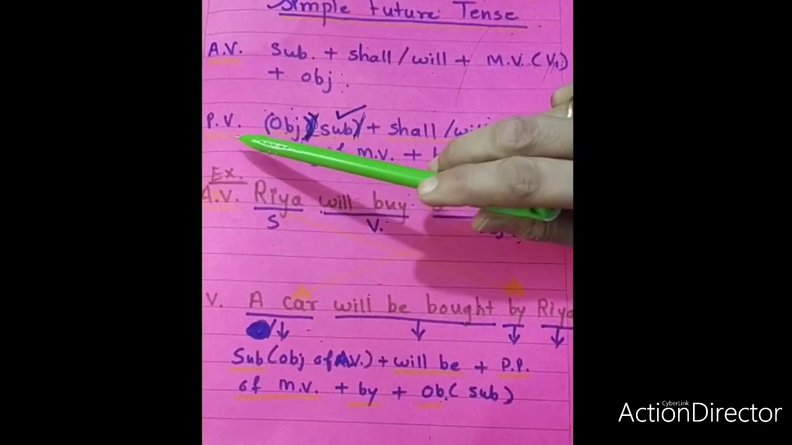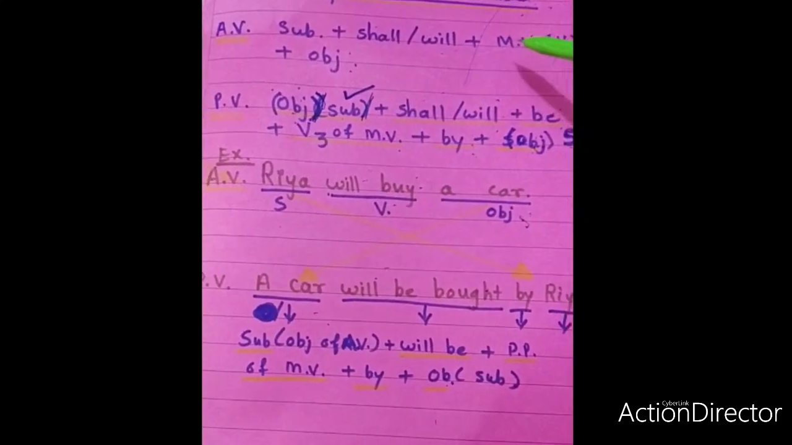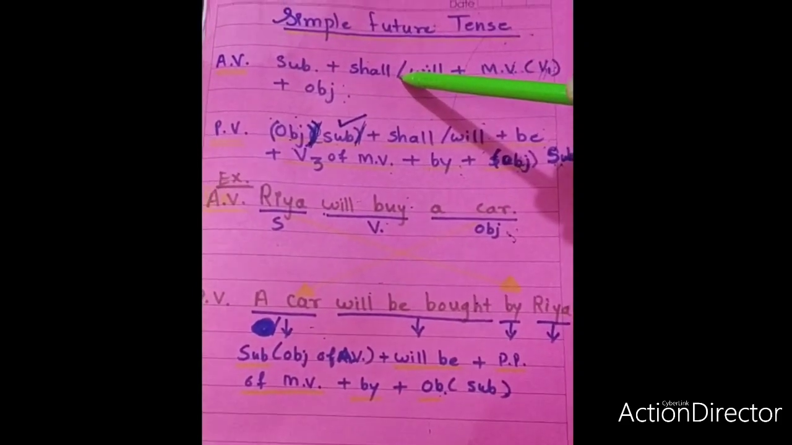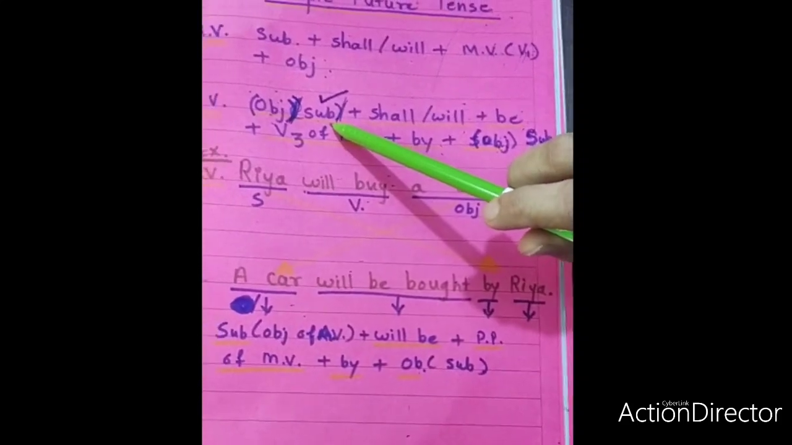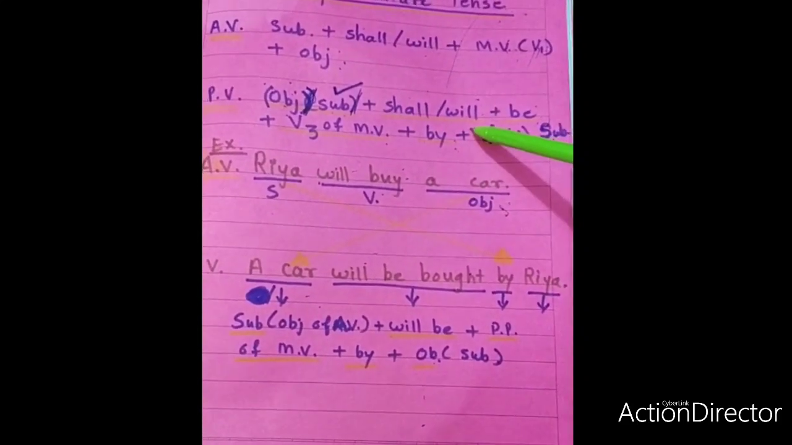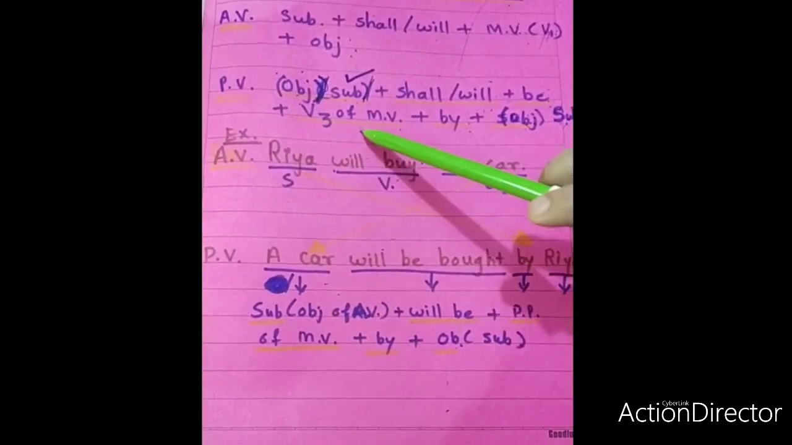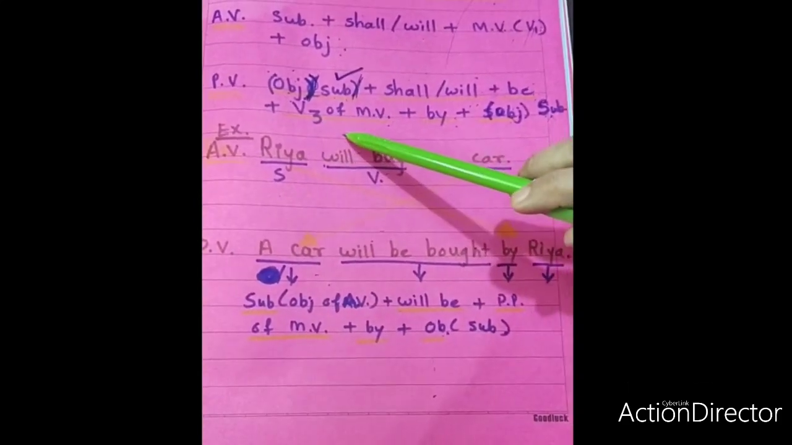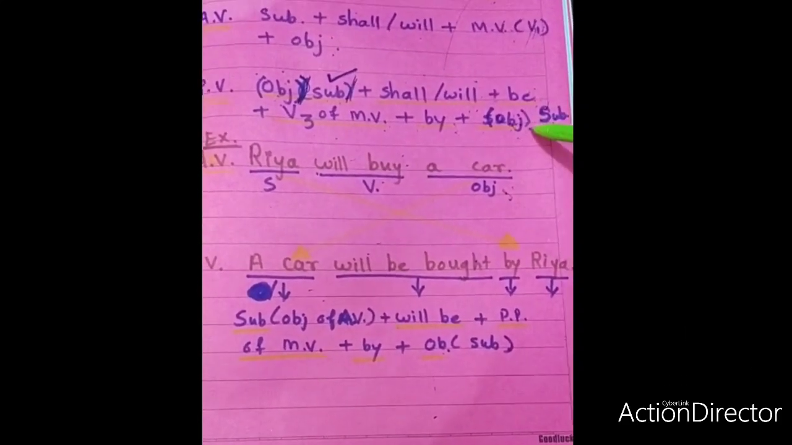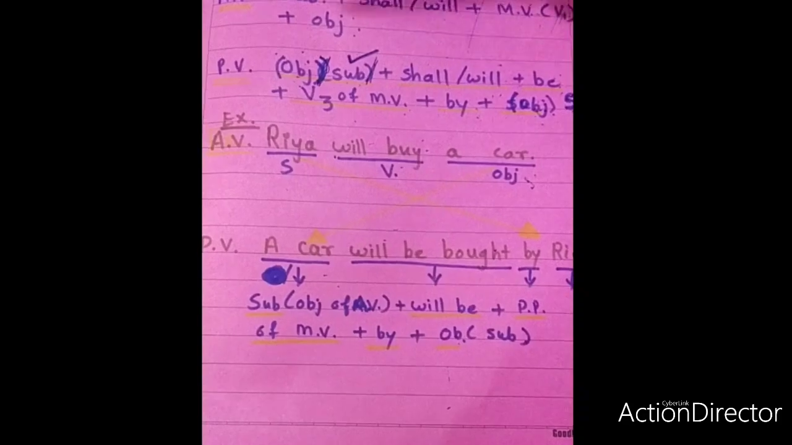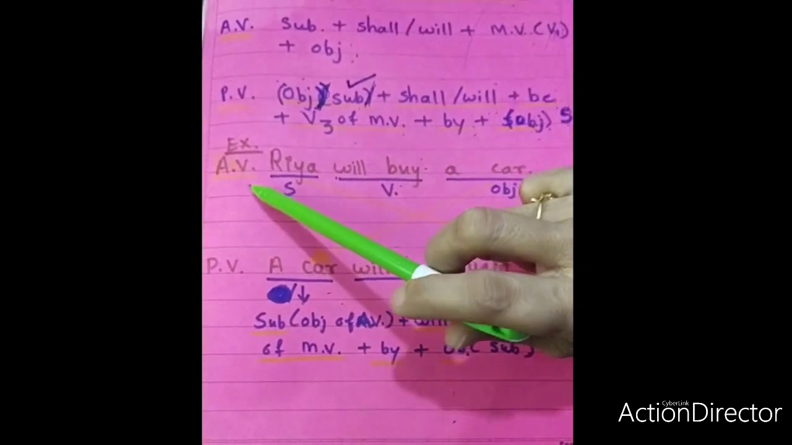The structure of passive voice is object. This object is the object of active voice. When it is used in passive voice, it becomes subject plus shall or will, then plus be plus V3 of main verb, that is the past participle of main verb, plus by plus object, means here again the subject of active voice. Now let us have a look at the sentence.